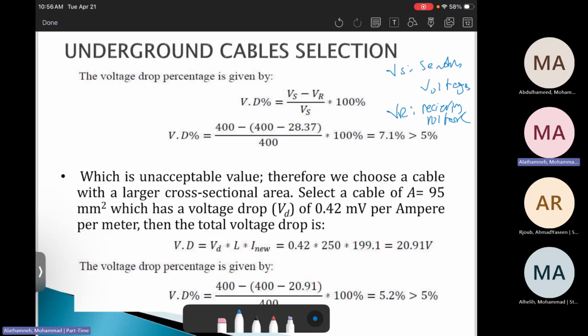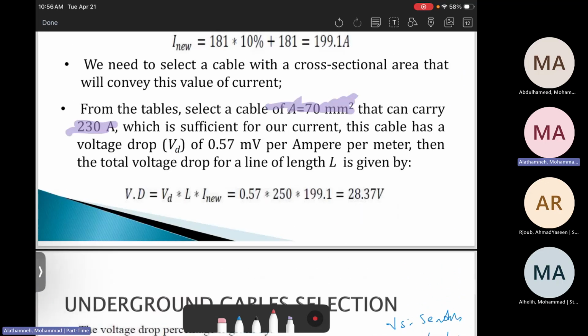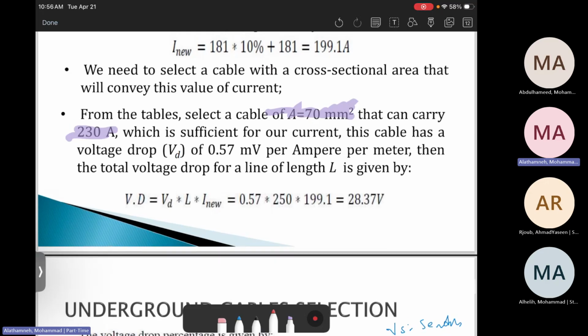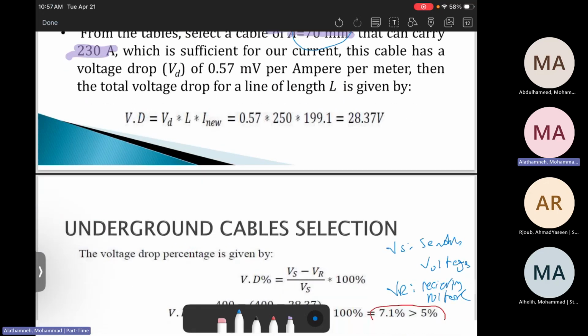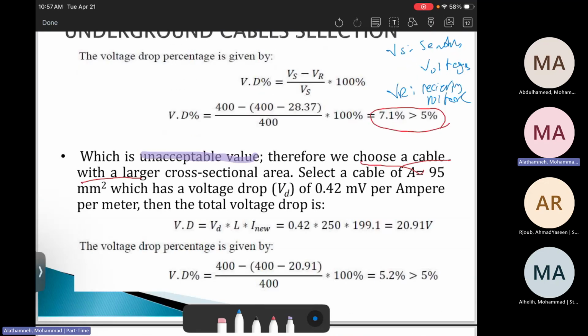Once we calculate the ratio, we realize it's 7.1%, and in this example, 7.1% exceeds the 5%. This is an unacceptable value because it exceeds the limit. Therefore, in order to solve this issue, we need to choose a larger cable size. The cable size here we assumed was 70 millimeters squared, so we realize that 70 millimeters squared is insufficient here.